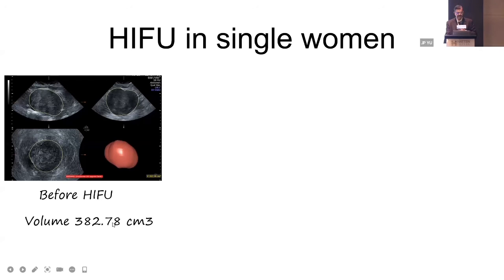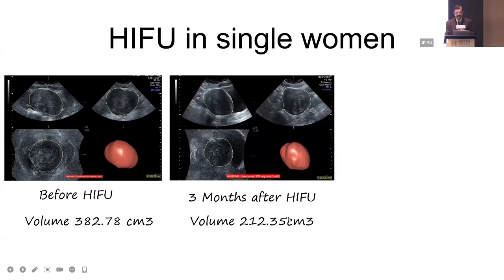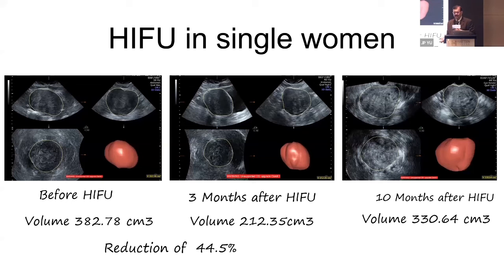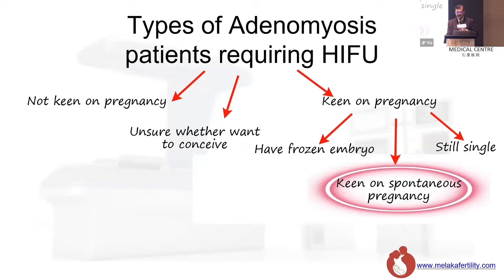It was 382 centimeter cube. At 3 months, it was 212, but she disappeared. And the reduction was 44%. And when she came back about 8 months later, the uterus had grown back to 330. So it defeats the purpose of treating this kind of patients if you don't follow them up with some kind of suppressive treatment.